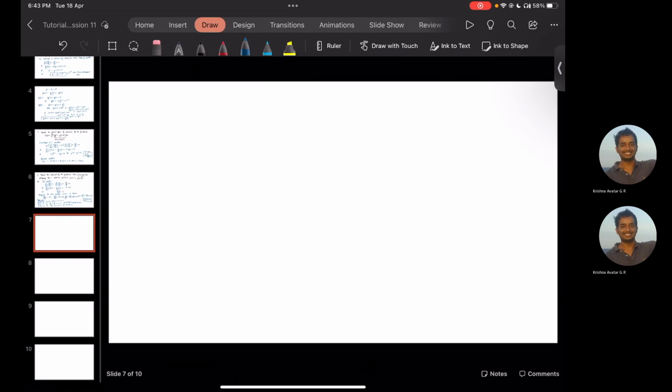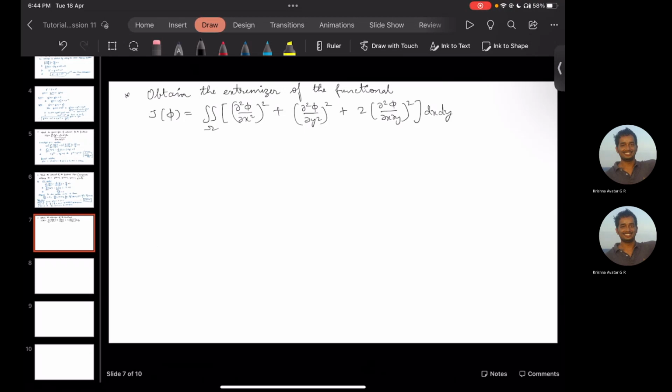Now let's go into the case of multiple independent variables, right? So let's take up a simple problem. It says obtain the extremizer of the functional, and we need to extremize this functional.